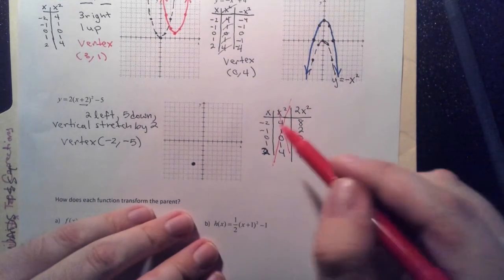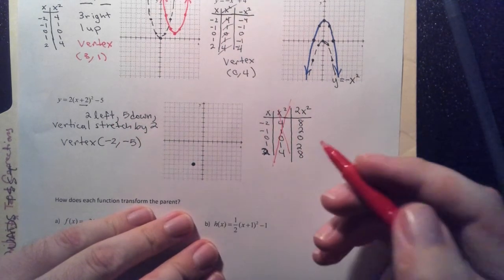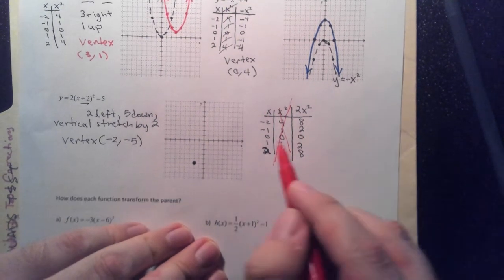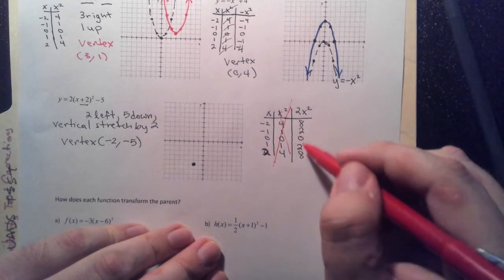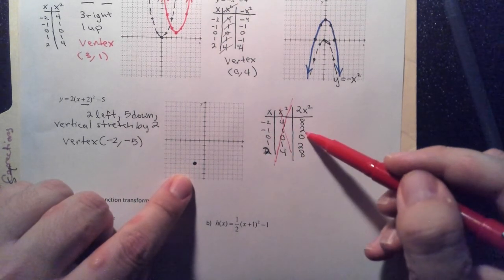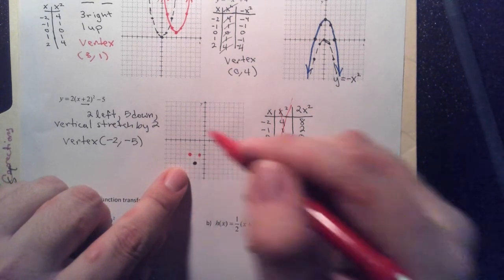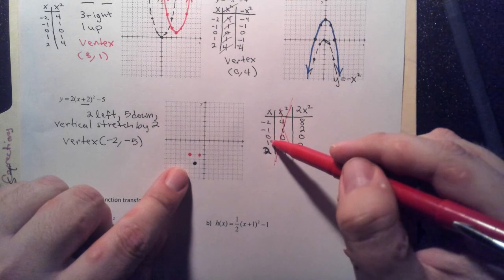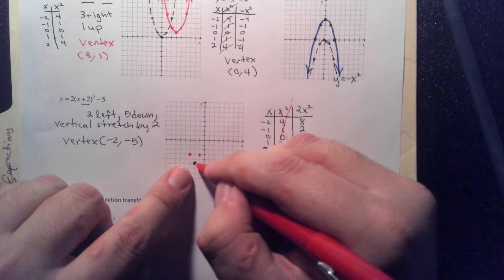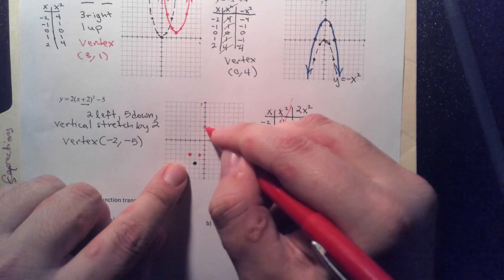So I have two options. I could plot these points and then shift them individually 2 to the left and 5 down. Or I could be a bit more clever about this. Here's my vertex. What this is really telling me to do is from my vertex to go out 1 to either side and up 2 units. It's also telling me from my vertex to go out 2 to either side and up 8 units. So I'll do that. Out 2 and up 1, 2, 3, 4, 5, 6, 7, 8.